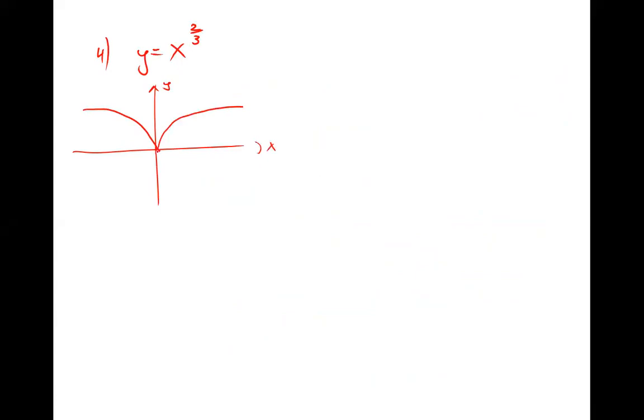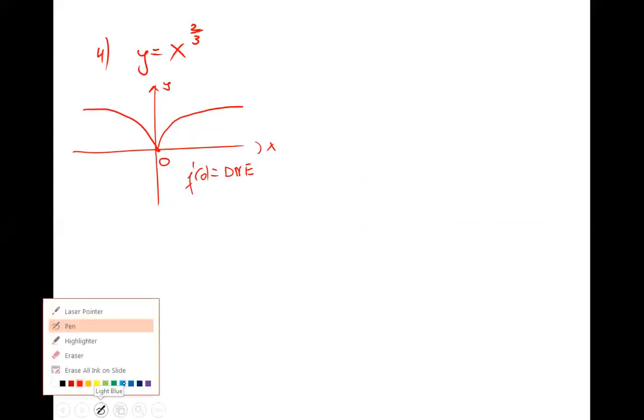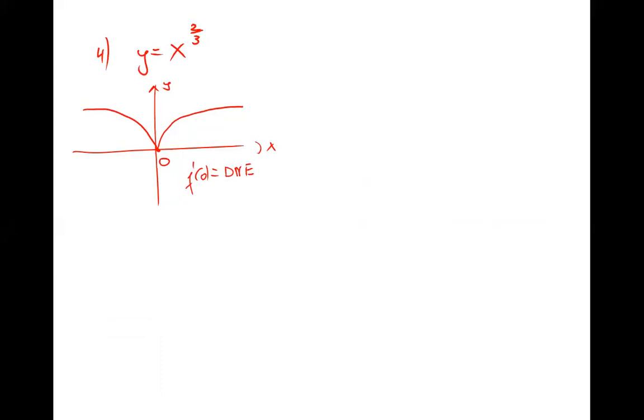And we can see what we have at that 0. The function has a corner, a cusp, which means the same thing. The derivative at that corner is not defined. That means right away we see that we're not satisfying Rolle's theorem.